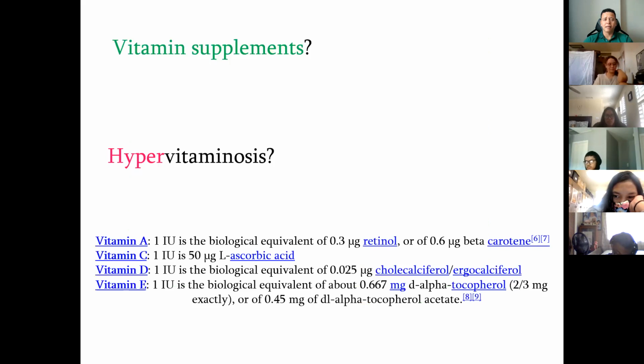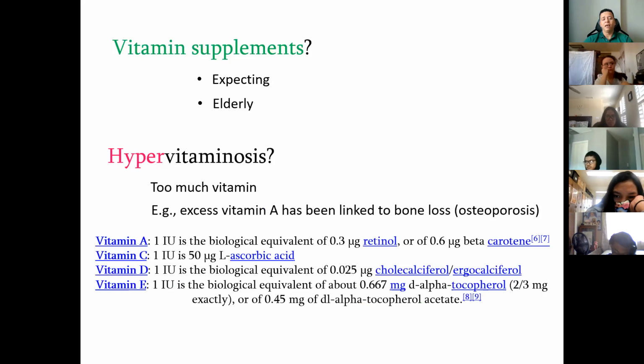Now, that being said, too much vitamin can be dangerous. There is such a thing called hypervitaminosis, which is the overconsumption of vitamins. Just to give you an example, too much vitamin A has been linked to osteoporosis, has been linked to bone loss.